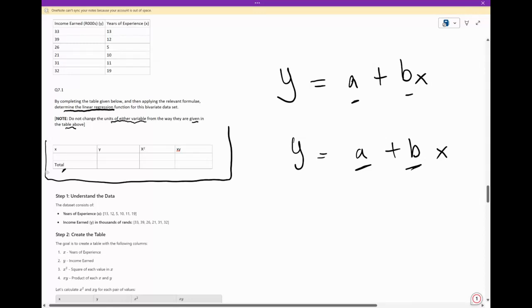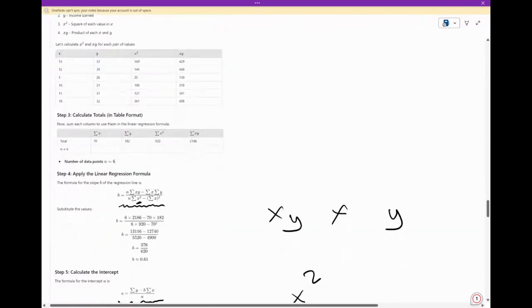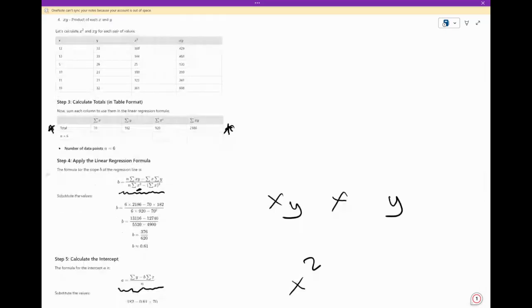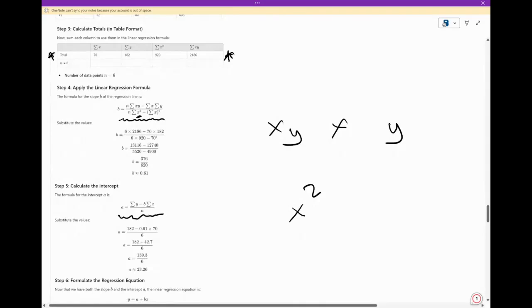You guys can go through the steps one by one, but at the end of the day, this is what you are going to need to have. These are the totals. Before you can solve for A or B, you're going to need those totals. Once you have those totals, then we can begin to say, let's solve for B. And we start with solving for B because in order to solve for A, we must know what B is. Can you see that here we use B?